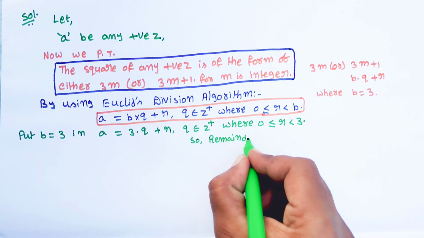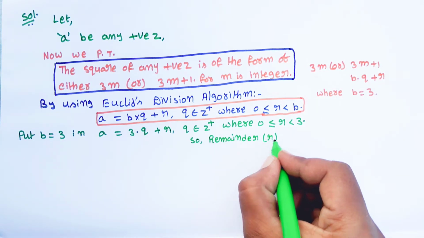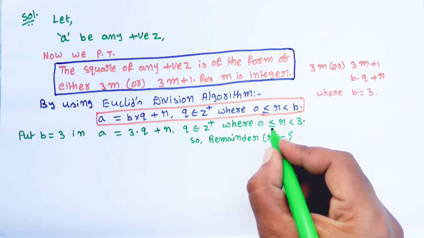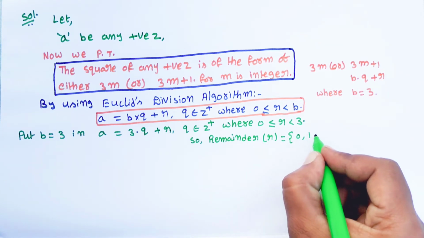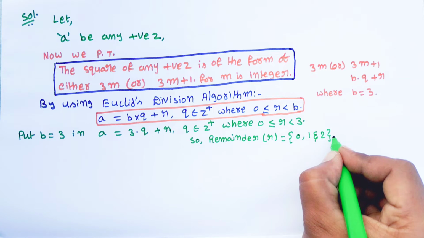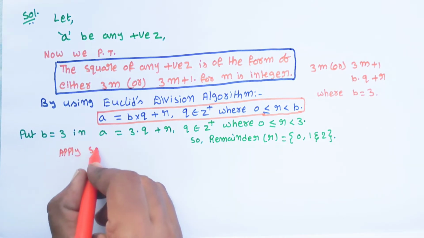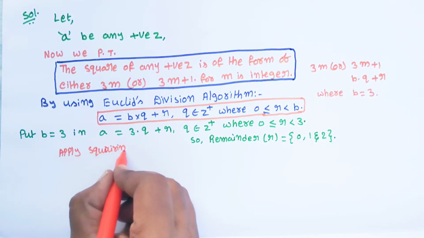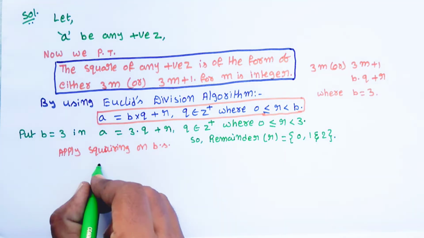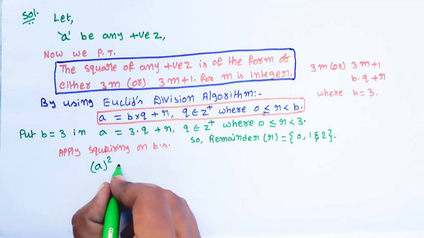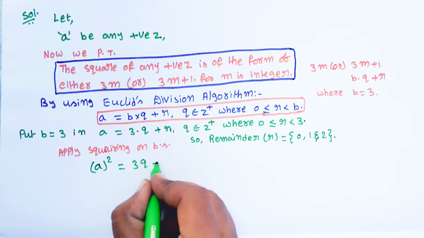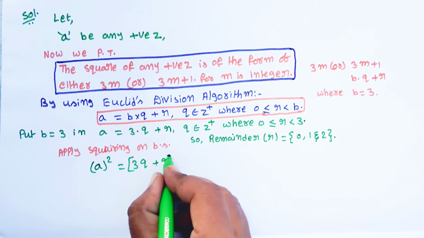So the remainder r lies between 0 and 3, so the values are 0, 1 and 2. Apply squaring on both sides. Let the left side be a whole square and the right side be (3q plus r) whole square.